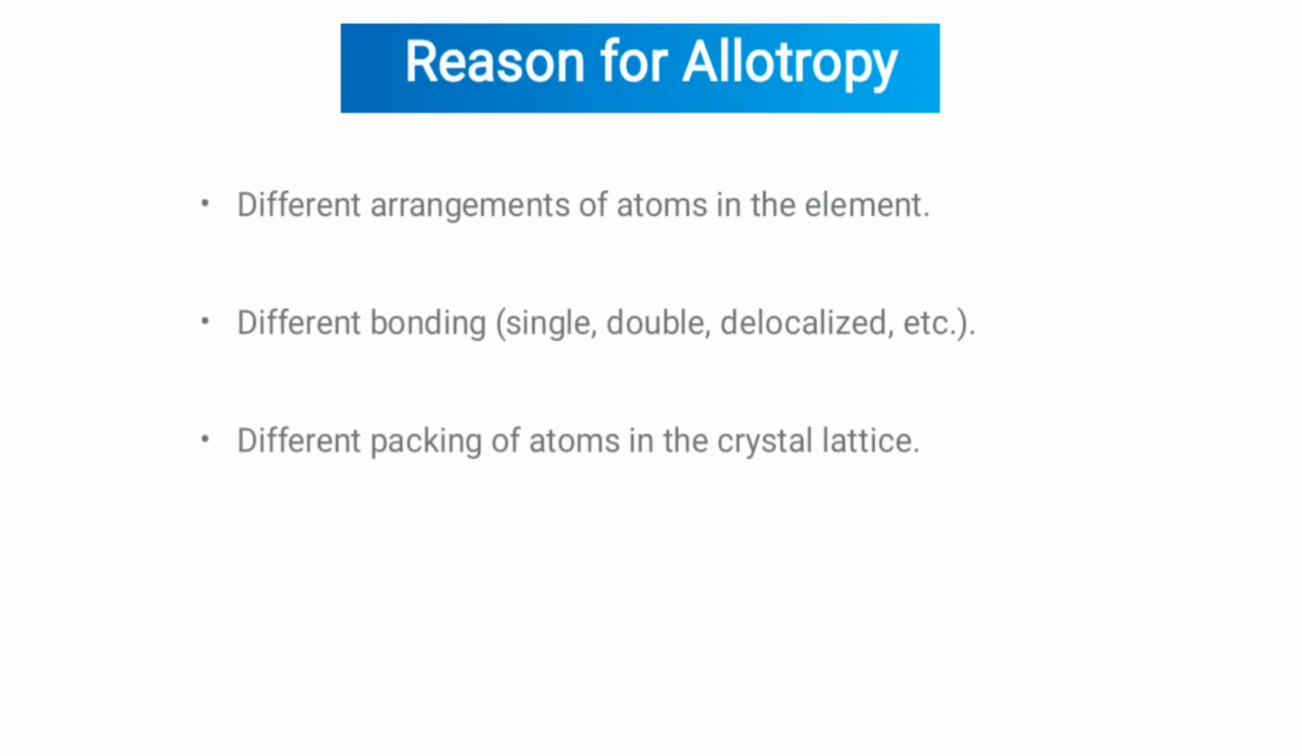The reasons for allotropy. The first one, different arrangement of atoms in the element. And second one, different bonding, meaning single, double, delocalized, etc. And the third one, different packing of atoms in the crystal lattice.